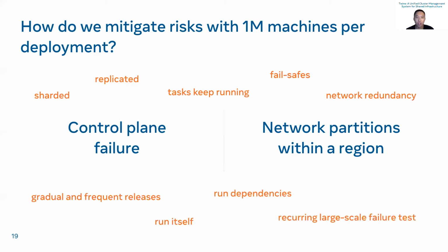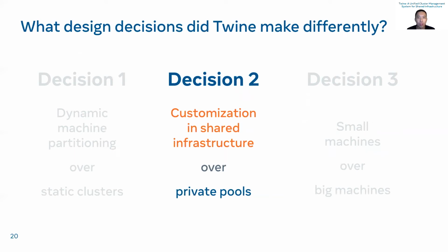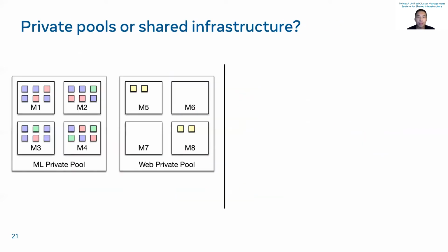As we increase in scale and the number of machines we manage, efficiency becomes more important. This leads us to our next design decision. We support customization in shared infrastructure instead of supporting private pools. Large organizations often organize their capacity in 2 ways. With the private pool approach, they set aside capacity for different services or product groups to use. In this example, we have a private pool to run machine learning workloads and another one to run web workloads.